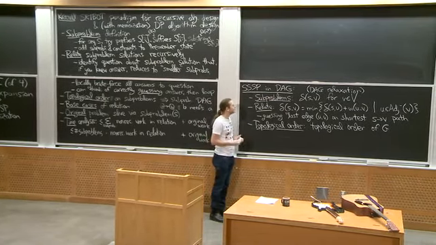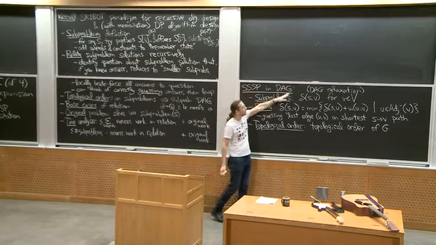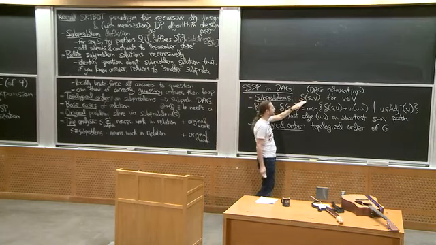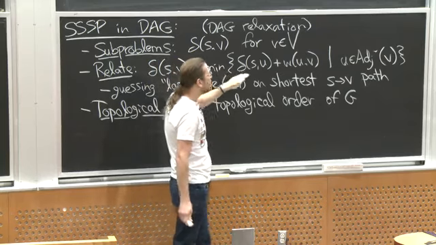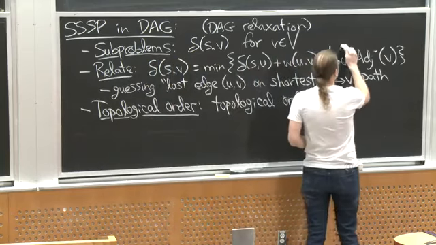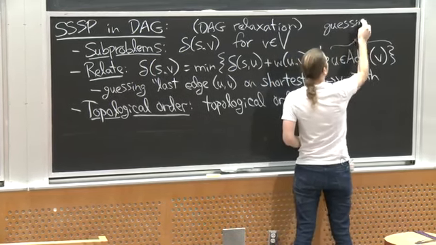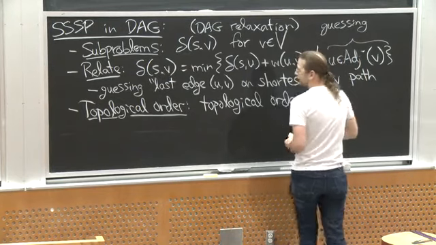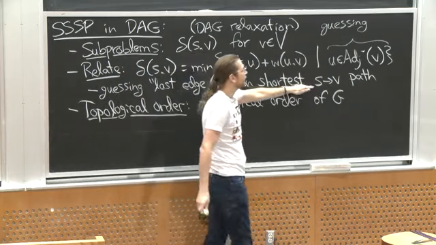In fact, the reverse is true. Single source shortest paths in a DAG can be thought of as dynamic programming. The DAG relaxation algorithm we saw is essentially a dynamic program where the subproblems are delta of s,v. The relation is delta of s,v is the min. So what are we thinking about here? We're guessing, this is sort of a new phrase I want to add. We're guessing, oh, actually, I wrote it right here, the last edge, u,v, on a shortest s to v path.